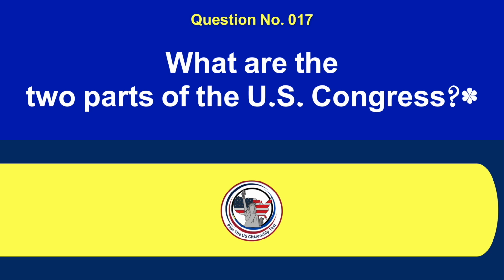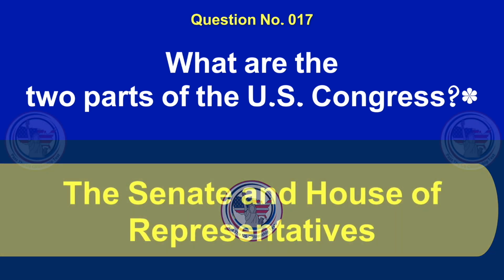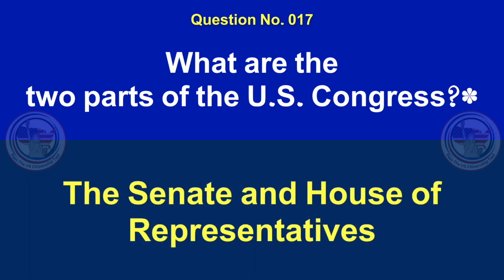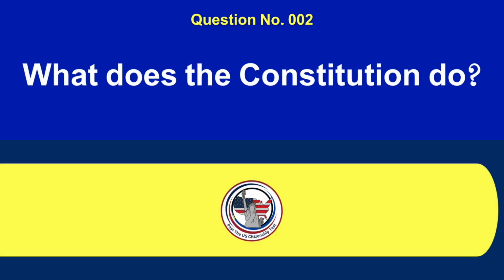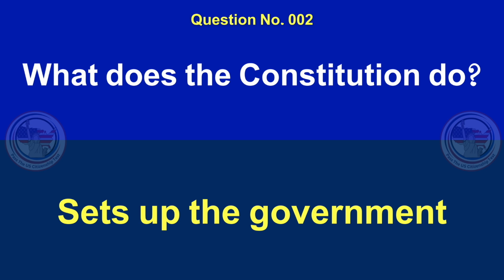What are the two parts of the U.S. Congress? The Senate and House of Representatives. What does the Constitution do? Sets up the government.